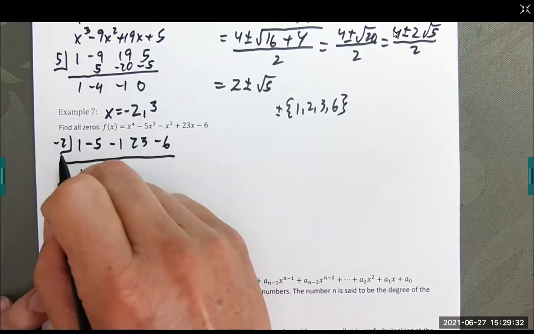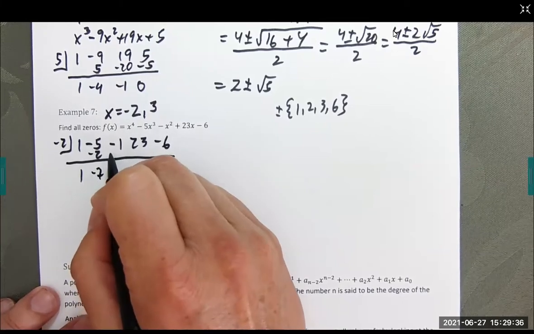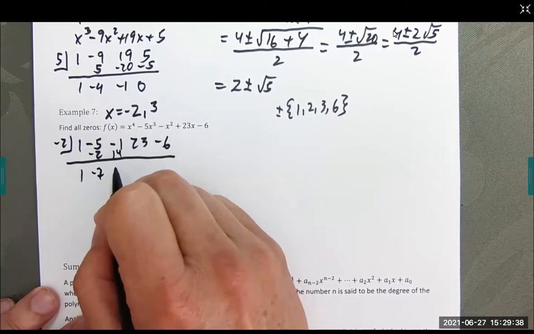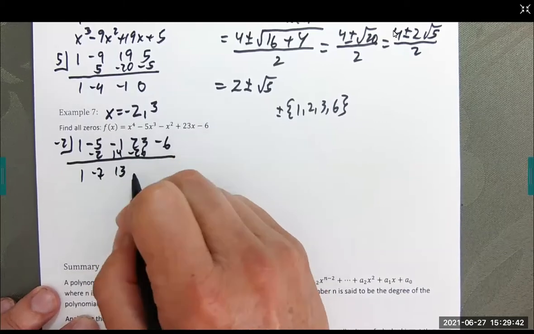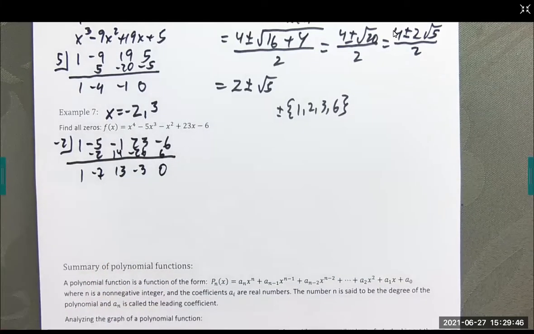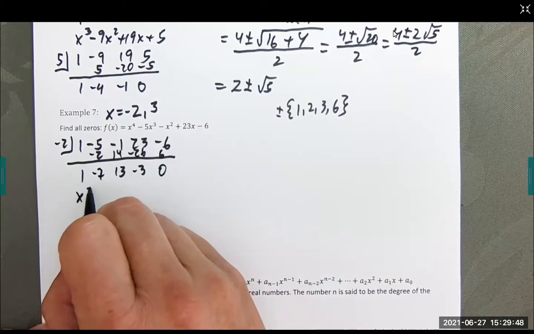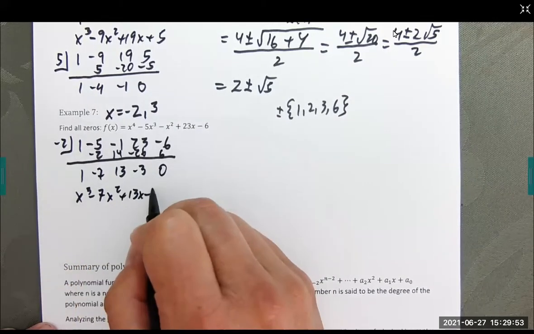1, 2, 7, or positive 14, 13, 6, 3, positive 6, and 0. There it is. So this dropped it down to x cubed minus 7x squared plus 13x minus 3.